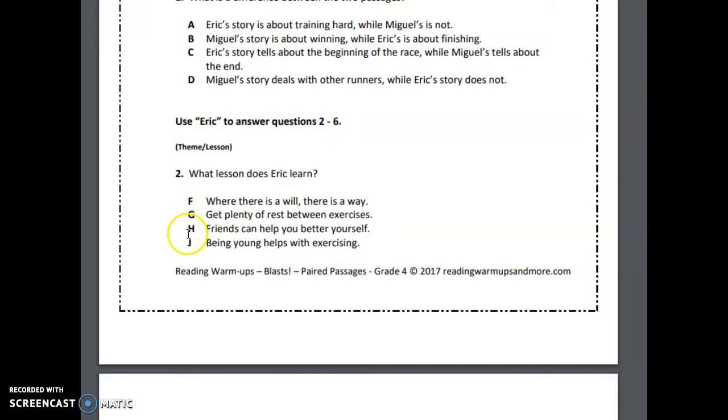H, friends can help you better yourself. Miguel's story had nothing to do with friends, so we know H is not our answer. And J, being young helps with exercising. And again, Miguel's story had nothing to do with his age, so our answer here is G.